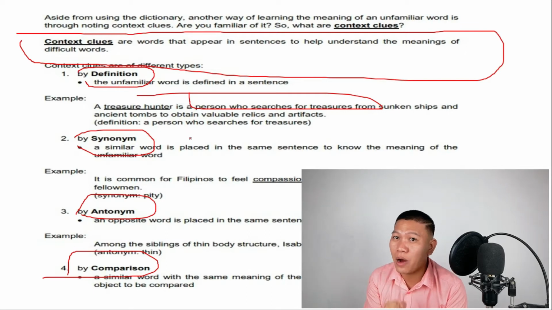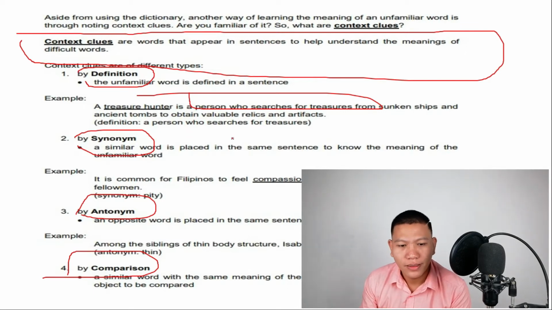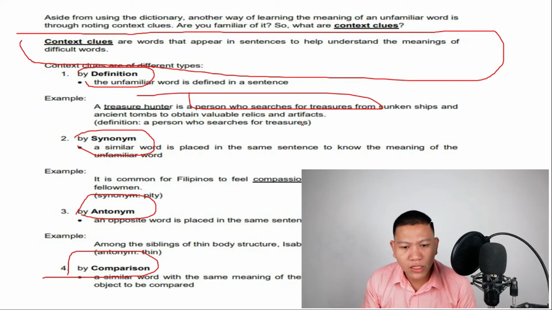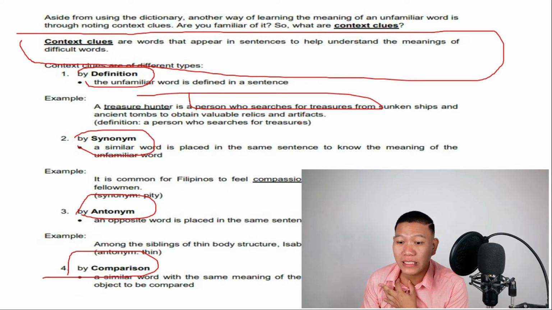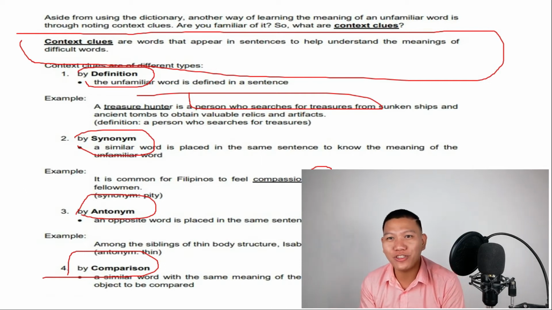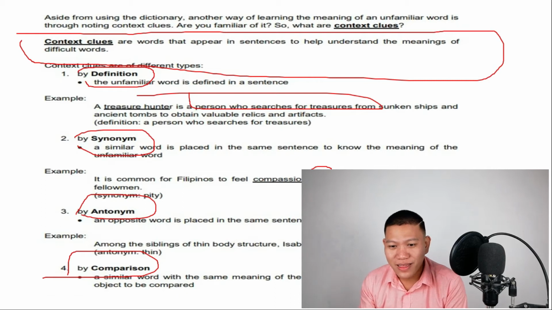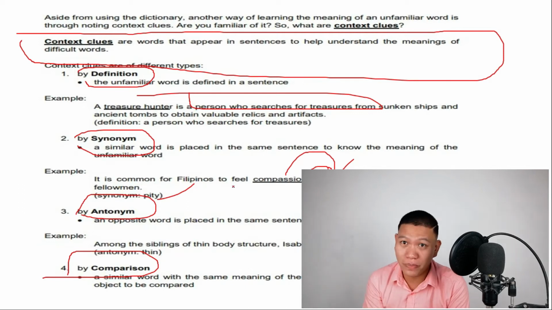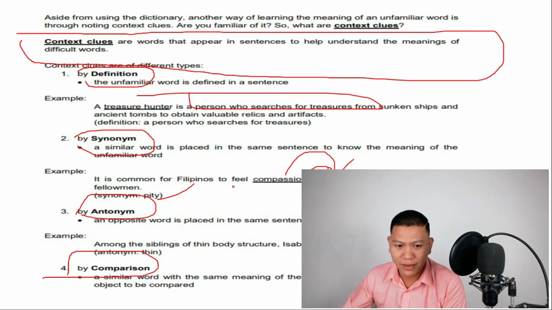Number two, context clues by synonym. When we say synonym, it's a word with the same meaning. Let's have an example. It is common for Filipinos to feel compassion or pity for the suffering of their fellowmen. So we have the conjunction or, meaning to say in Filipino it means o kaya. So when we say compassion o kaya pity, the meaning of compassion is pity. Okay? Number three is the opposite of number two. When we say synonym, it's the same meaning. When we say antonym, it's the opposite meaning. Example, among the siblings of thin body structure, Isabel is the only one who is portly.